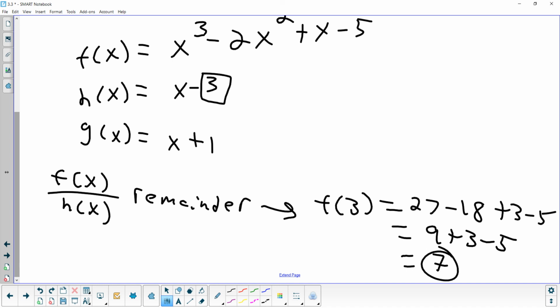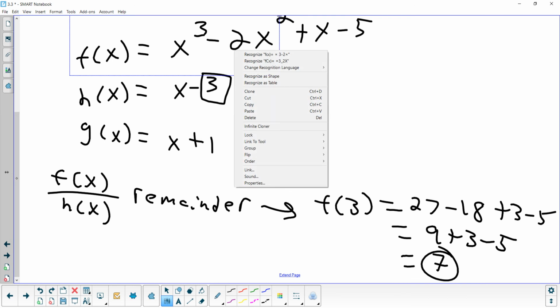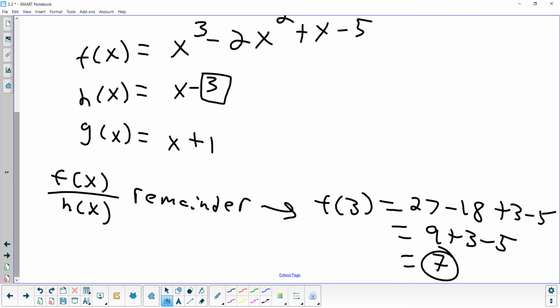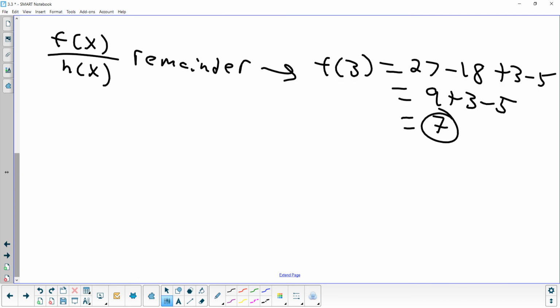Yeah. How'd you get 18? So I did 3 squared is 9 times 2. So what does that mean about h of x compared to f of x? Is h of x a factor? What do you think, Jason? No. It didn't go in evenly. It's like dividing 5 into 11. It doesn't go in without a remainder. So it's not a factor. All right, let's try the other one.